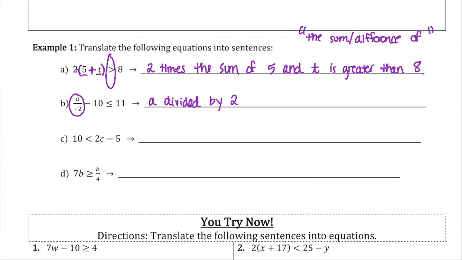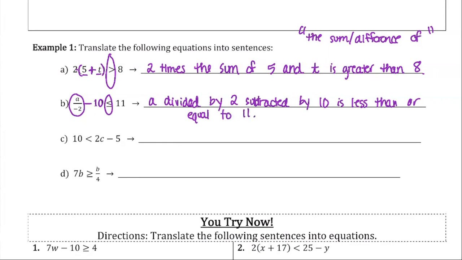And the next thing we're doing is we are subtracting 10 from that. So subtracted by 10. And then we're going to include our sign. So is less than or equal to. I'm going to bring it down here. Is less than or equal to 11, which is on the other side.